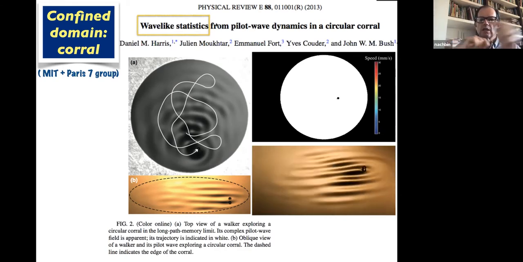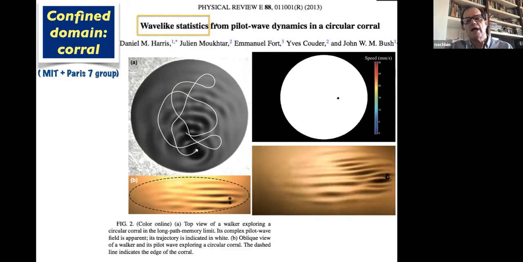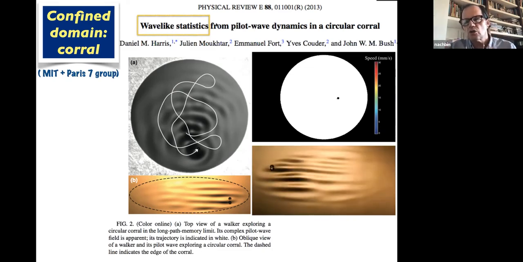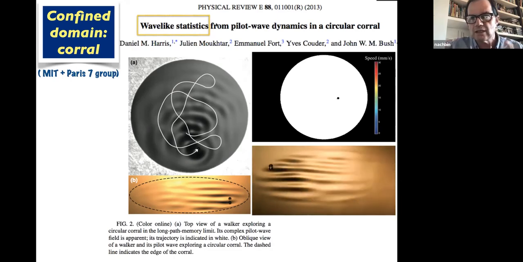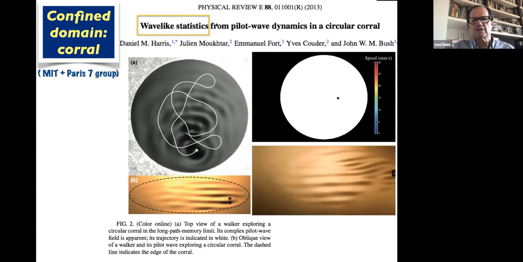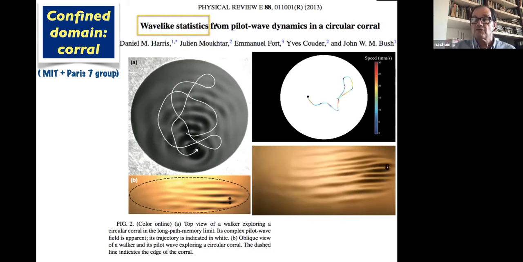It can actually do this sort of irregular orbit that we see here in white. But if you color code this orbit with speed, to see where the droplet is spending most of its time, we see this animation here, which is an animation from the laboratory.